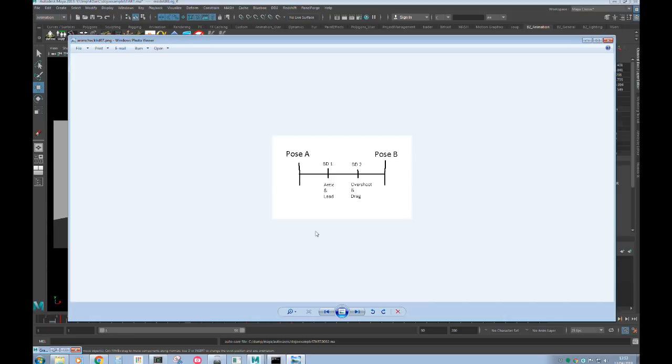And that's that diagram of what to put on each breakdown. So you're thinking about the anticipation and the lead, what is leading, and the overshoot and what is dragging on the second one. Hopefully that makes sense.